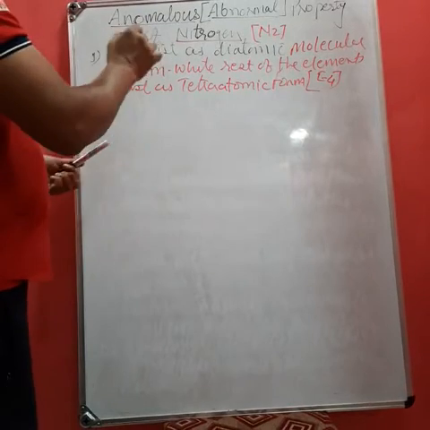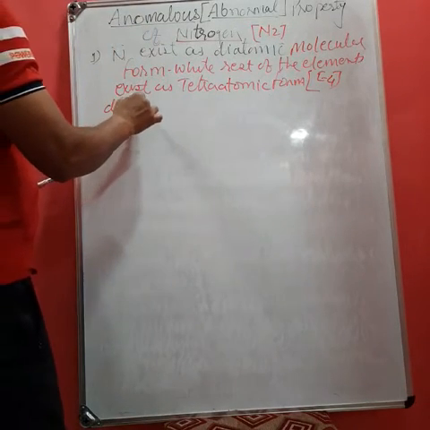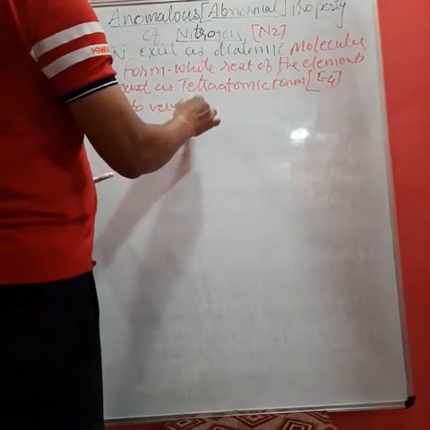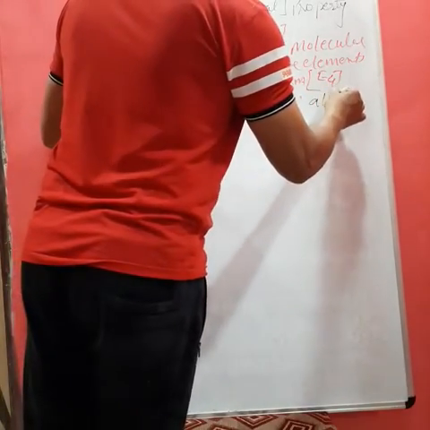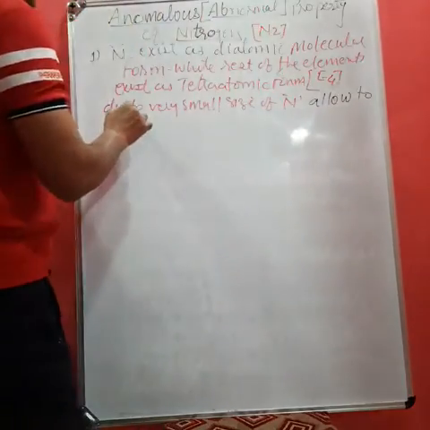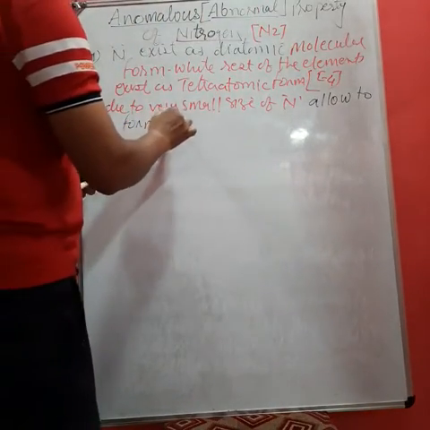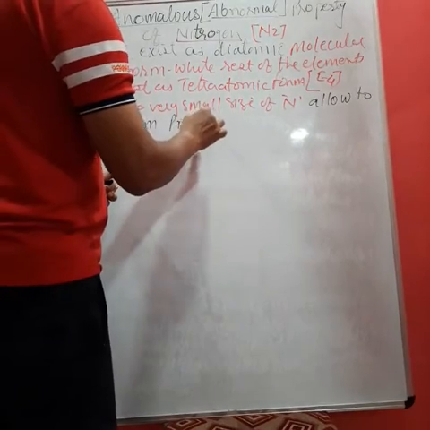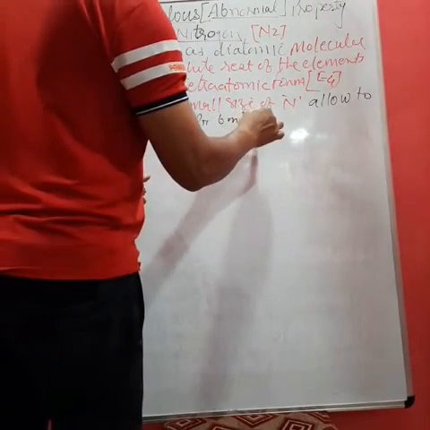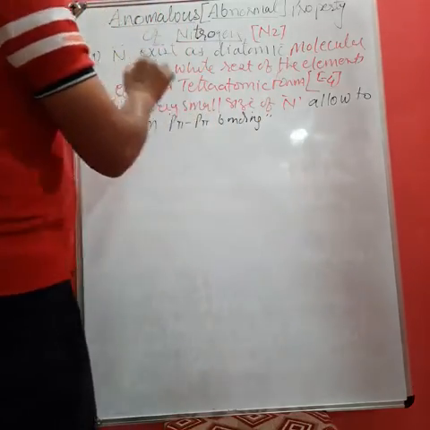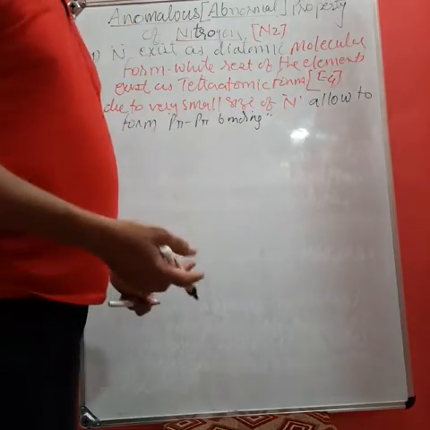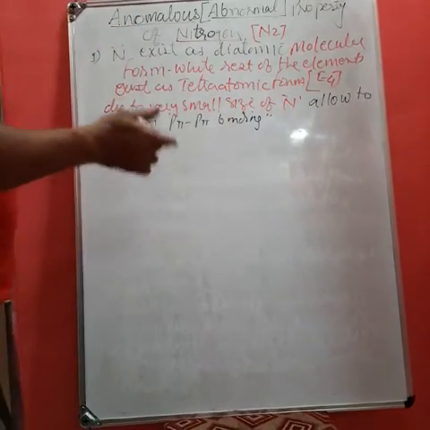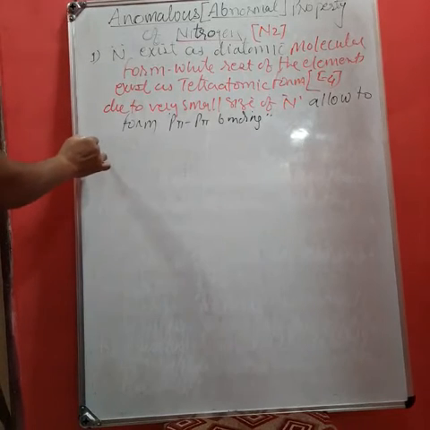Why? It is due to the very small size of nitrogen, which allows it to form p-pi bonding. Student, we have already seen it during the study of the chapter. But the rest of the elements, due to bigger size, are unable to form p-pi bonds.